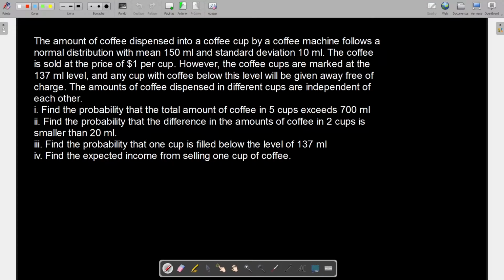Hi guys, this is what we have in this example. So essentially this is a problem that invokes a normal distribution, and we're going to do some variations on it.